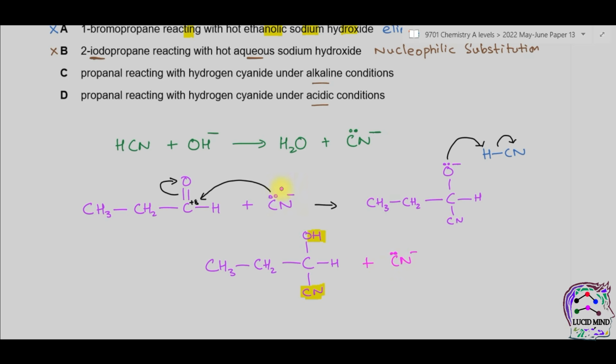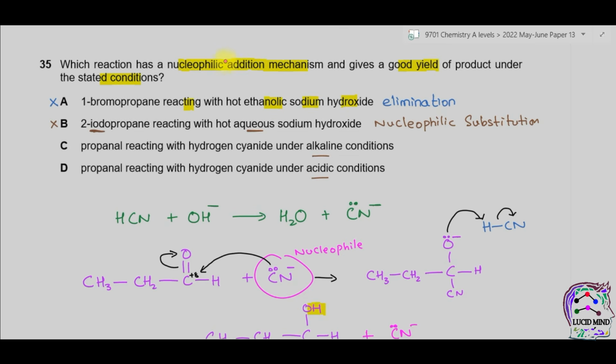So as this part is a nucleophile, this is nucleophilic addition. So propanal reacting with hydrogen cyanide under alkaline conditions is nucleophilic addition. So C is correct. In part D we have acidic conditions, so acidic conditions cannot take out a proton from HCN, so the reaction will not occur. So the correct answer is C.